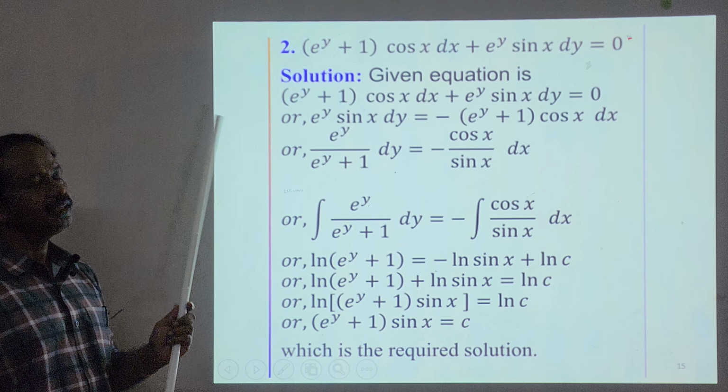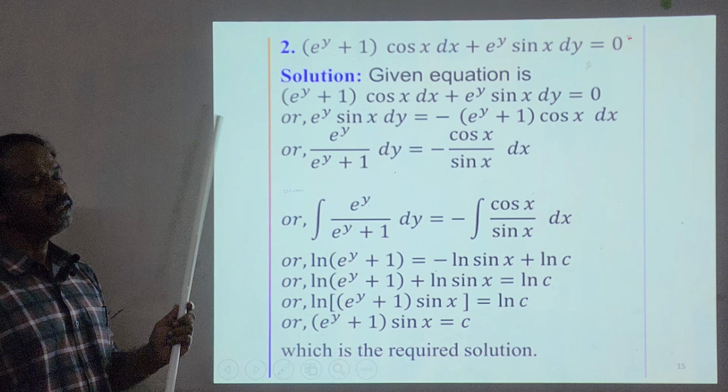Now integrate on both sides. So the integration answer will be ln tan y. As usual, you differentiate, that will give you 1 by tan y secant squared y. Similarly, you have minus ln tan x. You bring this term to this side, again apply the log rule, then ln will get cancelled, and you have tan y tan x equal to c. So this is the required solution. Now we'll go for the next problem.